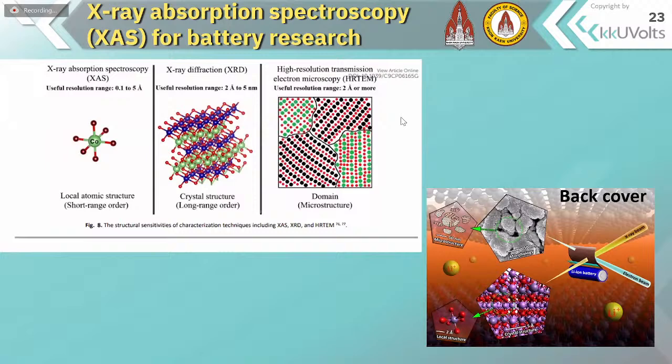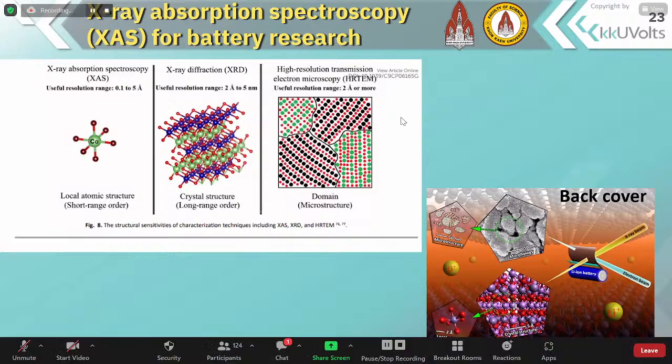From our experimental results, it can be seen that a combination of X-ray absorption spectroscopy with other techniques, such as X-ray diffraction and high-resolution TEM or SEM, is a powerful strategy to develop and study electrode material for rechargeable batteries. That's all for the examples of our research related to X-ray absorption spectroscopy investigation.